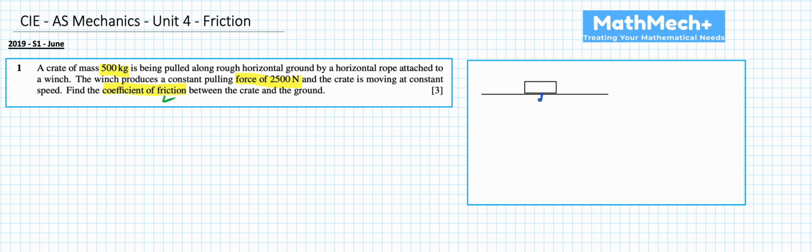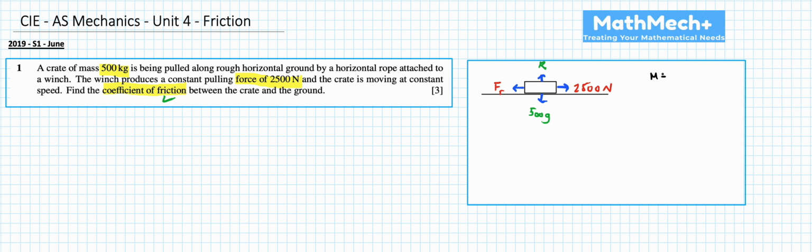So let's draw our little diagram now. So again, mu is the measurement of roughness between an object and a surface. So mg, so 500 g, or 5,000 if you want to put that in. R, which is our contact force. We have a constant force of 2,500 newtons, and then our frictional force in the opposite direction. So from there we can figure this out.